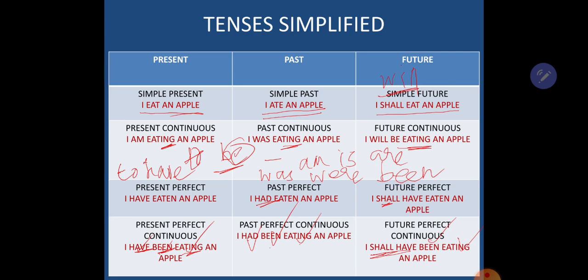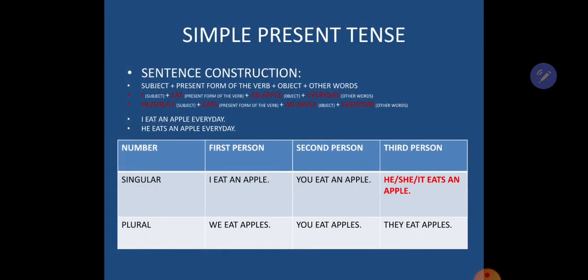So, I hope you understood this. Next, we'll start with simple present tense. In this video, we'll cover only the simple tenses. In the next video, we'll see continuous and then perfect and then perfect continuous tense. So, in this video, let's focus on only simple tenses. You should know the construction or the form of the sentence in simple present tense.